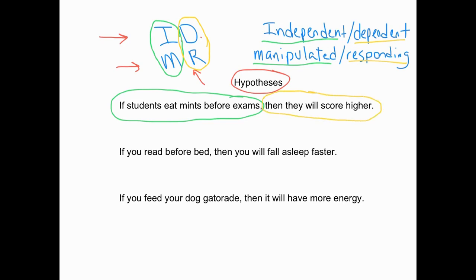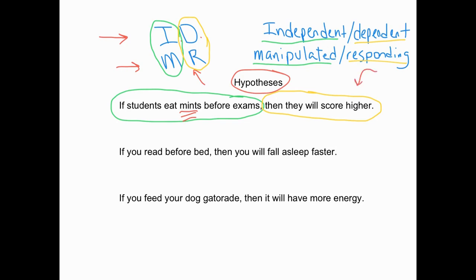For example, here we have a hypothesis. If students eat mints before exams, then they will score higher. Well, the independent / manipulated variable, that's always what you are testing to see if it works. In this case, we're testing to see whether eating mints will make the students do better. So mints is the independent / manipulated variable. Now, what are we actually measuring? What's the dependent or responding variable?